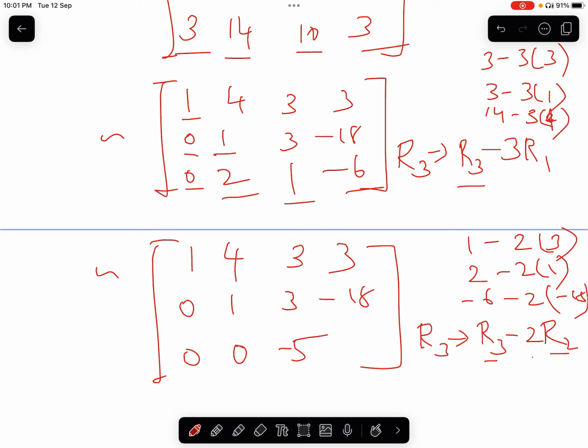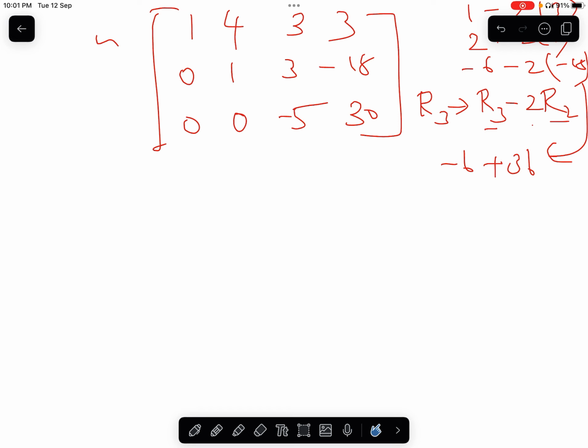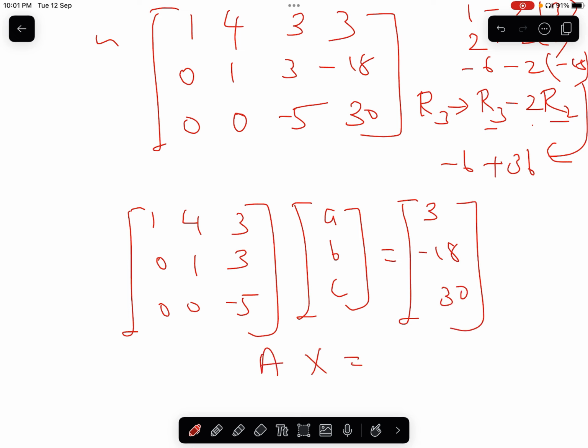So minus 6 plus 2 times 18, which is 36. Therefore minus 6 plus 36 is plus 30. Okay, now splitting again, we'll be getting 1 4 3, 0 1 3, 0 0 minus 5. So A, B, C is equal to 3, minus 18, 30, which is in the form of AX equal to B.